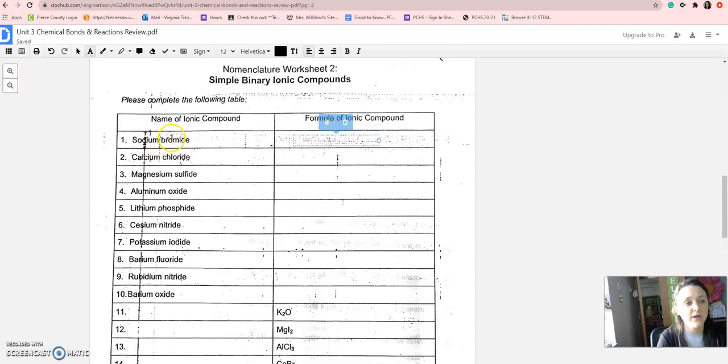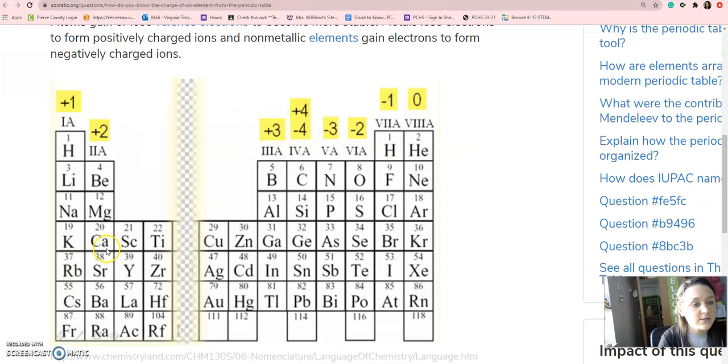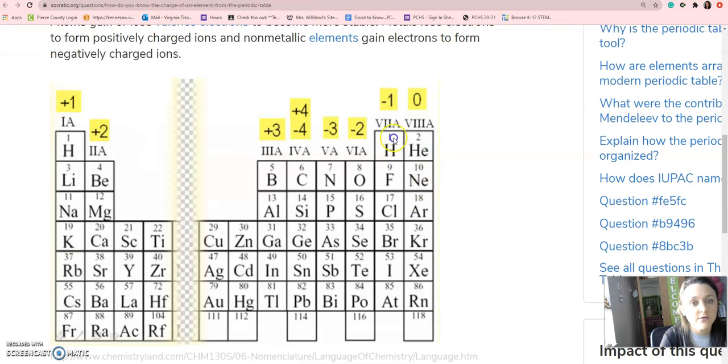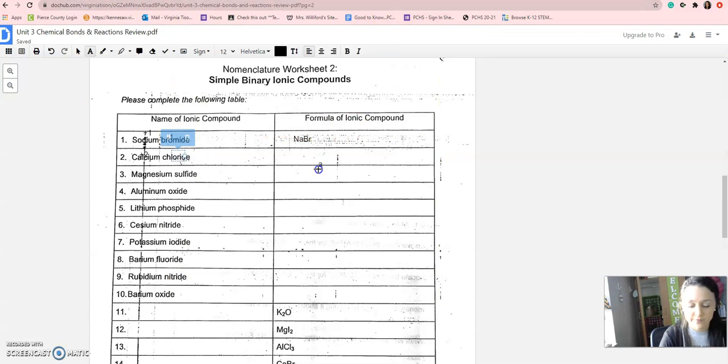Okay, I know it looks kind of odd, but now we need the formula right here. Okay, so we've got +1 and -1. If they are the same, we don't have to write them. So I'm going to write just the element symbol NaBr. All right, now let's look at calcium and chlorine and see if it's the same way. The charge on calcium, Ca, is going to be +2. So I'm going to write a +2. And then the charge on chlorine is right here, -1.